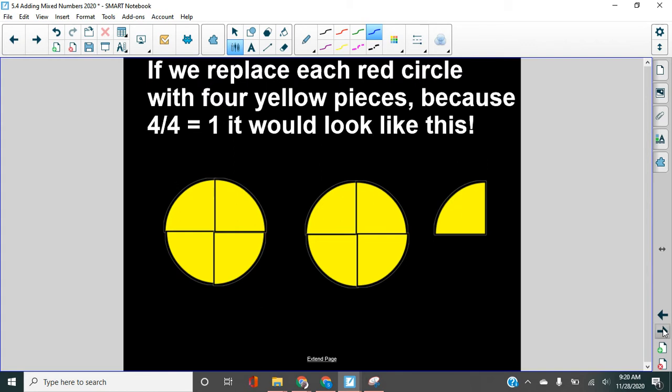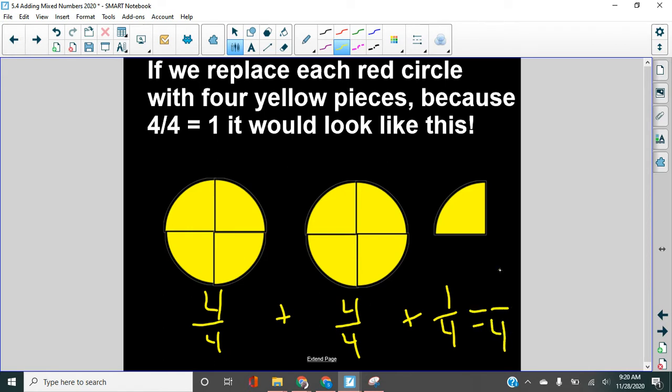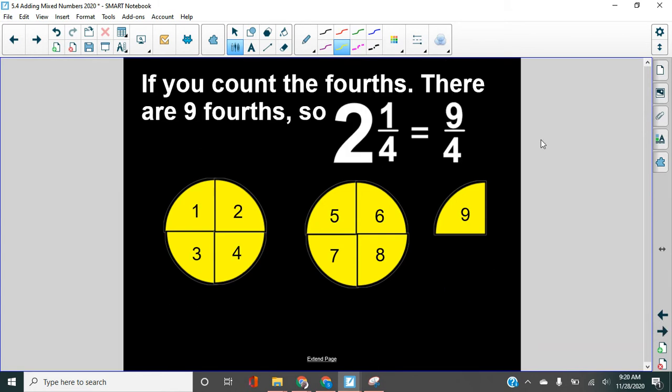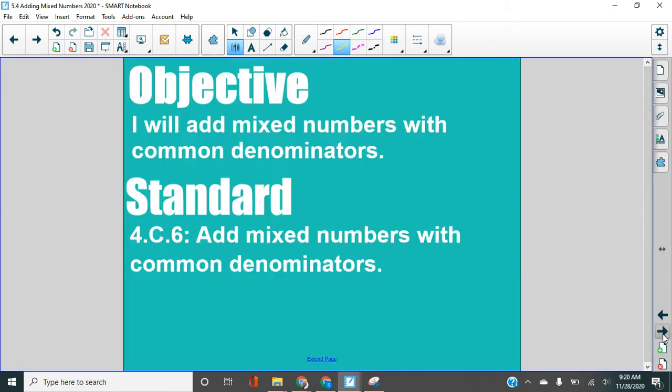So we could write it like that, but we could also replace each red circle with 4 yellow pieces. And so the reason that it's 9/4, right? This is now 4/4. We're talking about the same amount of stuff plus another 4/4 plus 1/4. And like we talked about recently, when you have 4, 4, and 4, we do not add the denominators, we only add the numerators. So 9/4 is equivalent to 2 1/4, right? And you can see it right there like that.